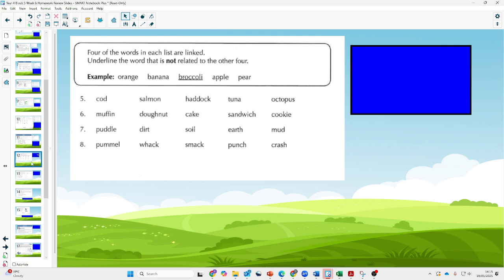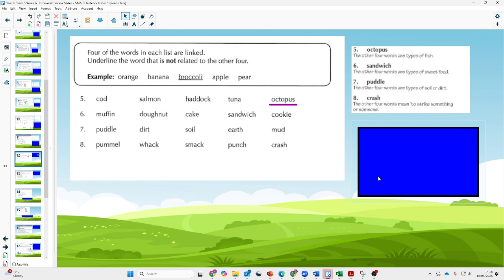Then moving on to the next part of this test. 4 of the words in each list are linked. Underline the word that is not related to the other 4. So we've got to find the one word that is different from the rest. So if we look at number 5, we've got cod, salmon, haddock, tuna and octopus. So the word that doesn't relate to those is octopus, because all the others are types of fish. Number 6, we've got sandwich as the odd one out, because all the other 4 are types of sweet food.